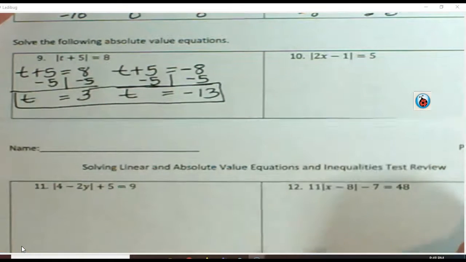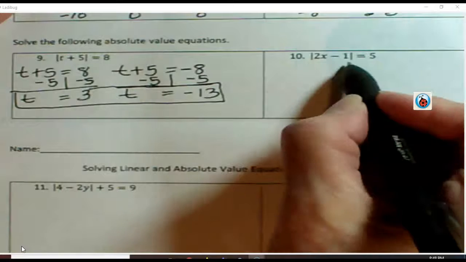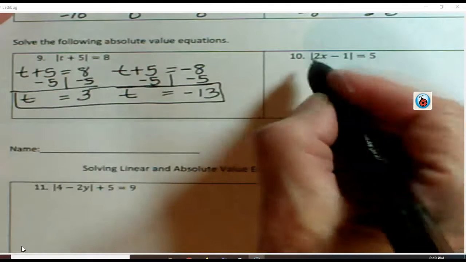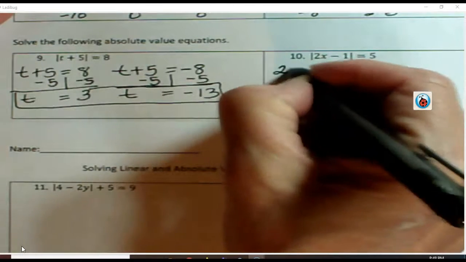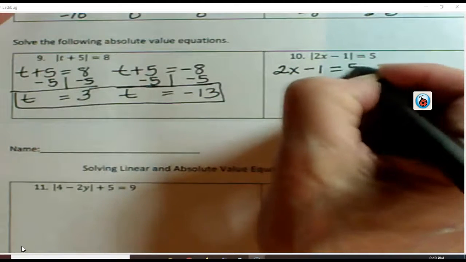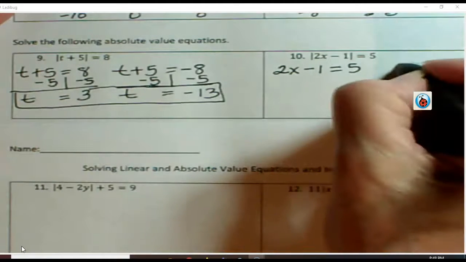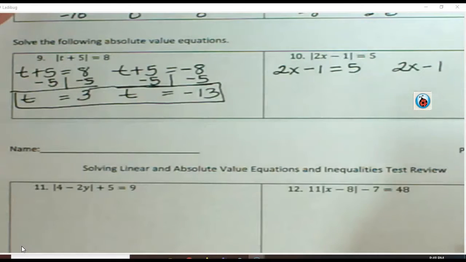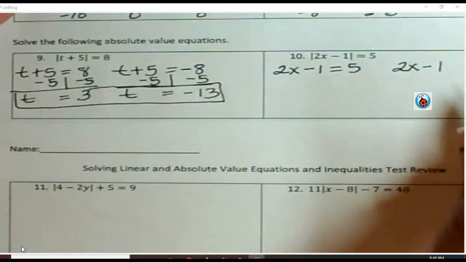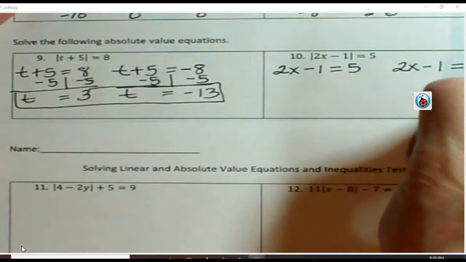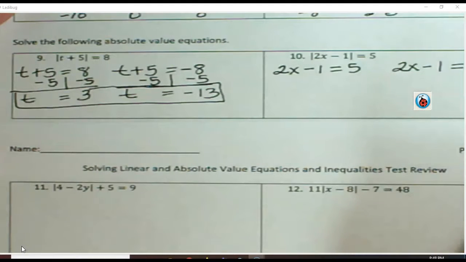All right, so let's go do it again. Absolute value bars, are they isolated? Yes, they're all by themselves on the left-hand side. So we take off the bars and write the equation straight down. 2x minus 1 equals 5. Then you take the bars off, write the expression inside the absolute value again, 2x minus 1, without the bars, equals the opposite of 5. So it's always going to be a negative on that side.